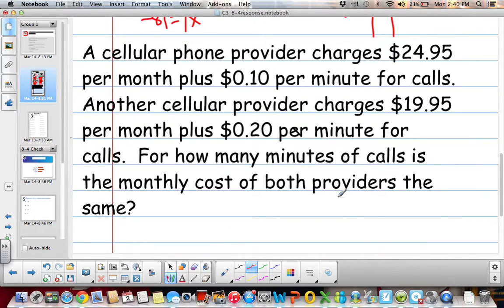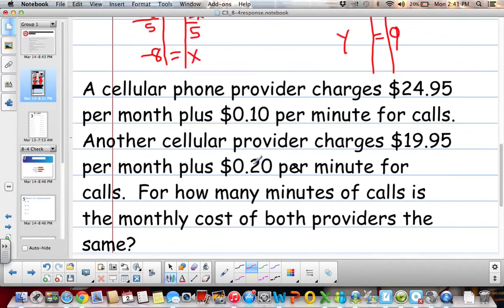The cellular phone provider charges $24.95 per month plus 10 cents per minute for calls. Another cellular provider charges $19.95 per month plus 20 cents per minute for calls. For how many minutes of calls is the monthly cost of both providers the same?